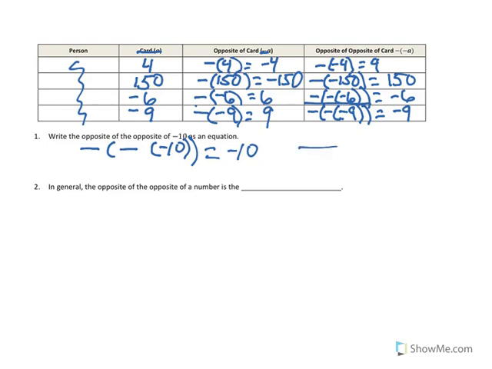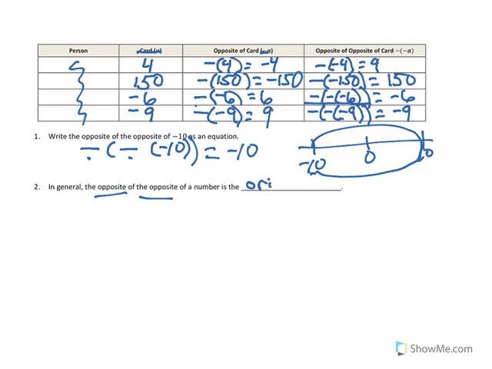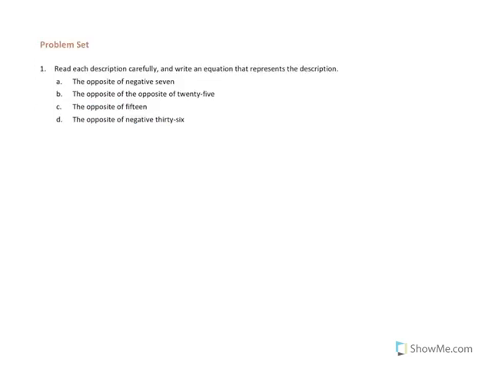What it looks like on a number line is the opposite of negative 10, and then the opposite of that, the opposite of the opposite, brings you right back to negative 10. So again, in general, the opposite of the opposite of any number is the original number. And that's what you have to memorize more than anything else, okay? All right, so here's how we write it.